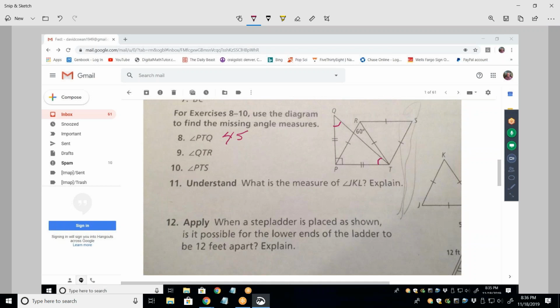PTQ. Okay. Then QTR. QTR is this tiny little angle right there. First of all, here, let me erase everything. Let's look at this triangle right here.